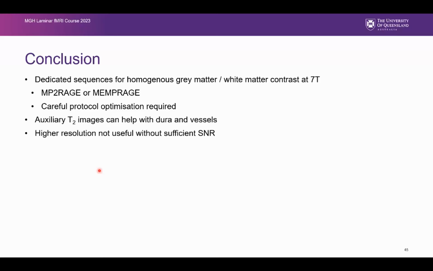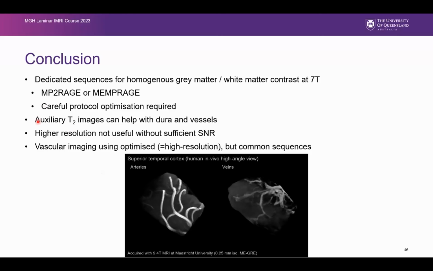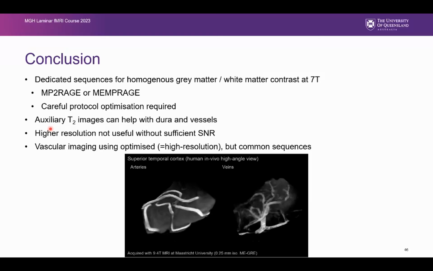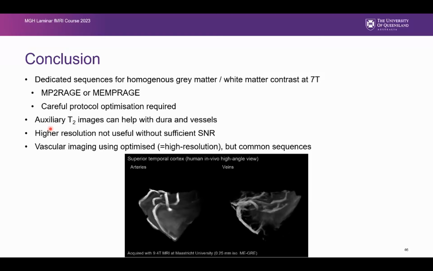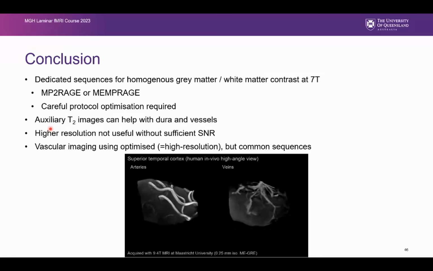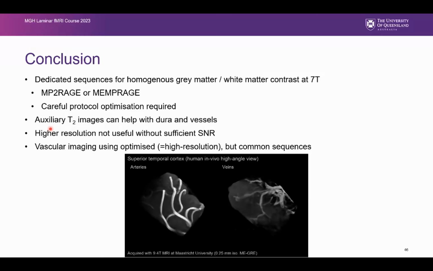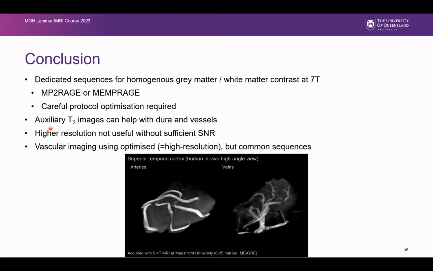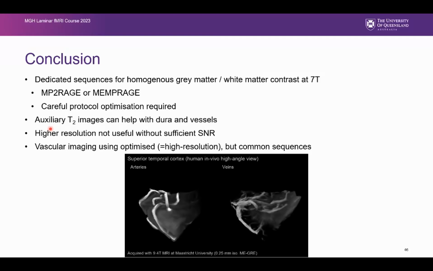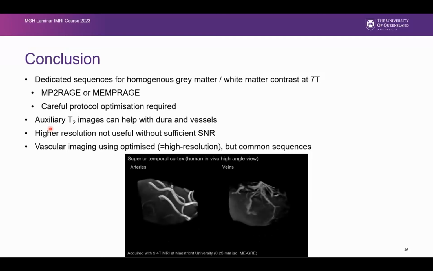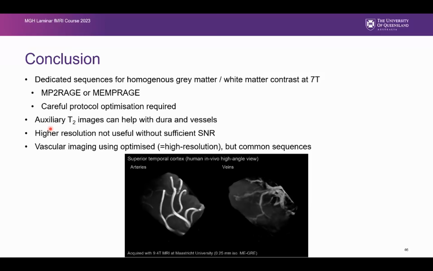And yeah, so high resolution is not useful without sufficient SNR. I've unfortunately witnessed that recently, that someone thought, oh, I need to go to 0.5 to properly resolve the layers or the borders, and they have to spend hours on correcting the segmentations because they don't have the SNR to actually do that. So here, higher is not always better.